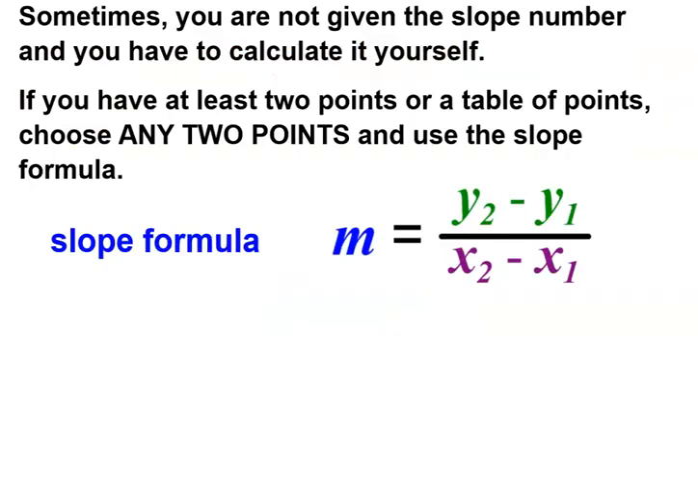If you are given only 2 points, then that means you are not given the slope number, and you will have to calculate it yourself. And if you have 2 points, you can use this slope formula to do that.